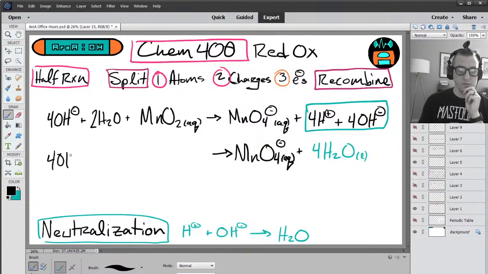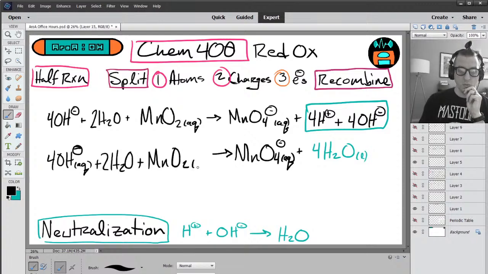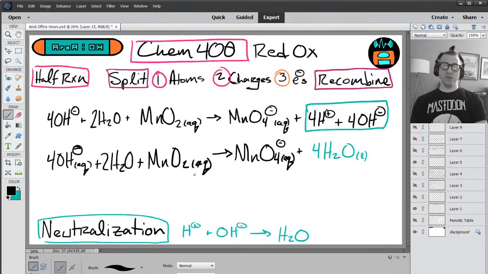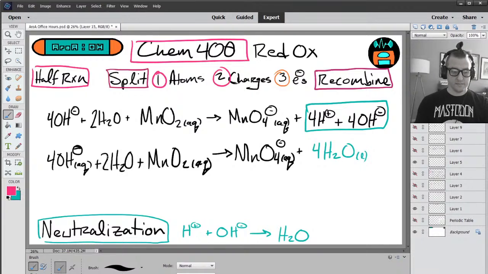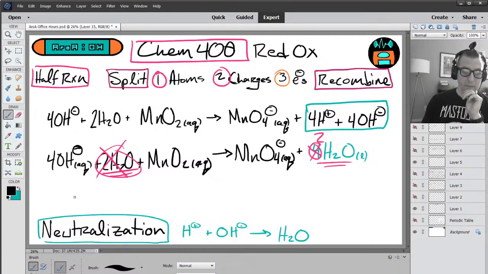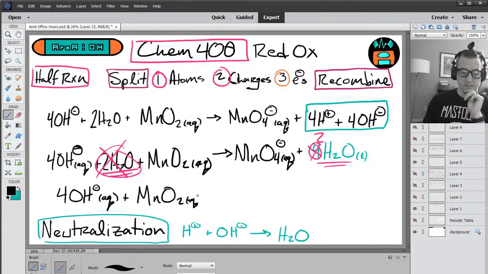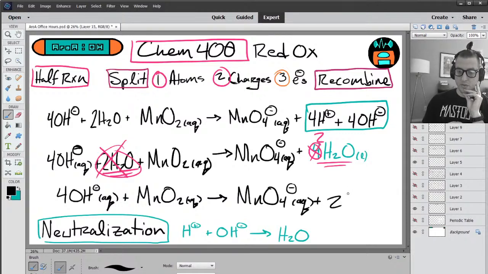Now we have 4 ions of hydroxide plus 2 molecules of water plus manganese 4 oxide producing permanganate and 4 molecules of water. Now you'll notice that we have H2O on both sides of this equation, so we can cancel. These 2 water molecules will cancel 2 out of these 4, so our final manganese half reaction will be 4 hydroxide ions reacting with manganese 4 oxide to produce permanganate and 2 molecules of water.